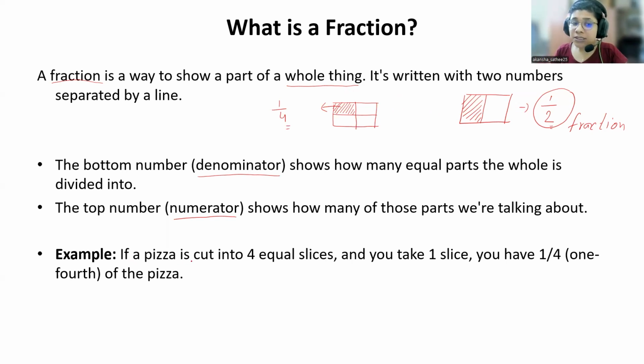Example: if a pizza is cut into four equal pieces, the pizza generally looks like a circle, right? Now you cut it into four equal pieces and you take one slice. Let's say this slice. You have 1/4 of the pizza, right? So 1 by 4 part of the pizza you have taken. This is an example. This part is 1 by 4. We also call it 1/4 of the whole thing.